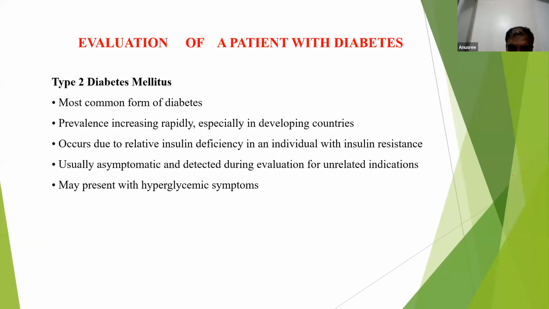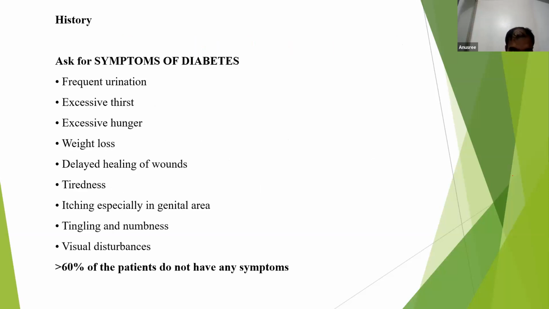Okay, now after we have finished that, we'll be coming to evaluation of a patient with diabetes. I will be dealing mainly with type 2 diabetes because it is most common and it's on the rise in our country. Not only in our country, in every country it is on the rise. From the history, we will ask for the classical symptoms of diabetes, like frequent urination, excessive thirst, and excessive hunger. Frequent urination may present as polyuria or nocturia, and we will have to take a detailed history to make sure that the patient understands what we mean and what the patient tells. We have to make out it is polyuria. For excessive thirst, the majority will say that their throat is dry at night, and there will be excessive hunger.